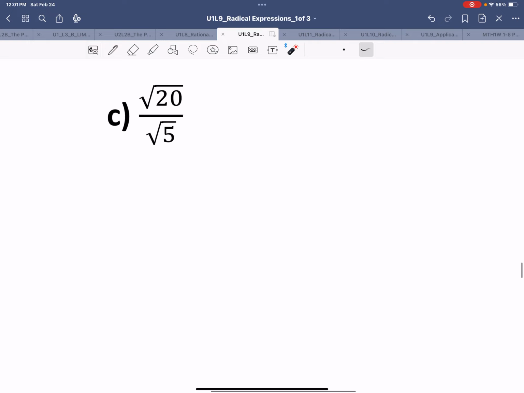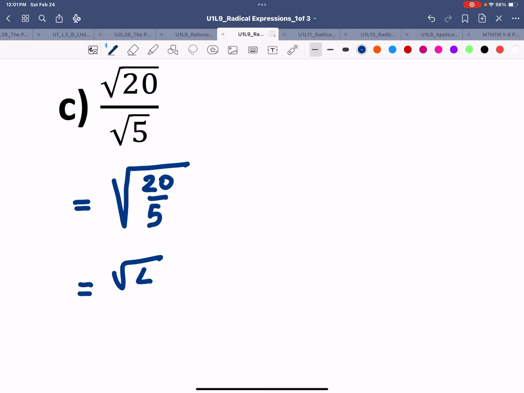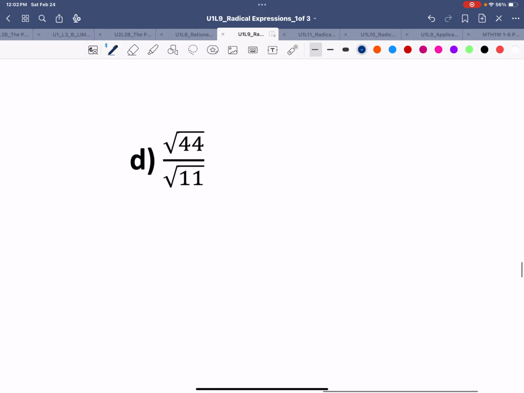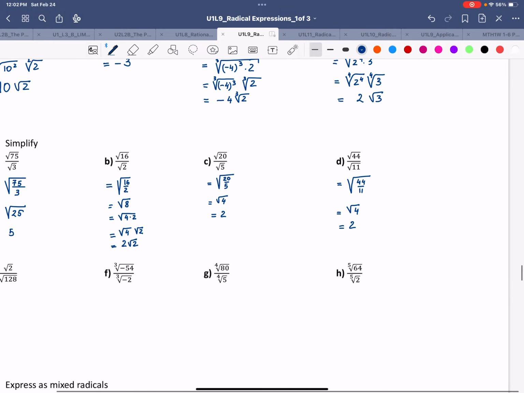Next, we have square root of 20 divided by square root of 5. So that means we have square root of 20 divided by 5, or square root of 4. The answer is 2. Let's continue with the next one. Square root of 44 divided by square root of 11. So that's square root of 44 over 11. That would be equal to square root of 4, and the answer would equal 2.